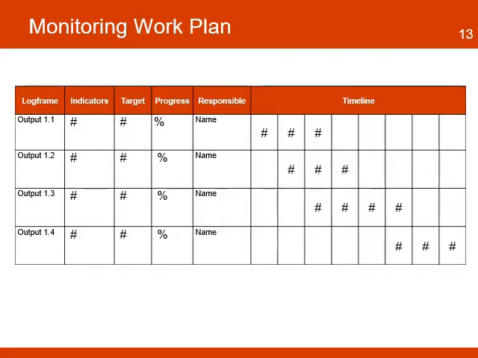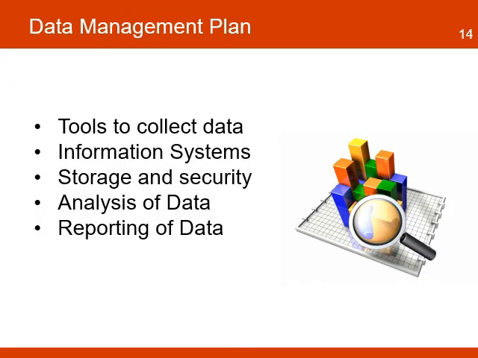Another important tool used in the development of the monitoring plan is the monitoring work plan. It organizes the information to help track the progress and monitor the performance of the project indicators. Three additional columns are included in this matrix: the target, the progress, and the timeline. The target is the expected value of the indicator at the end of the project. Progress is the current status of the indicator at the moment of reporting, and the timeline shows the period of time when the indicator is collected and tracked.